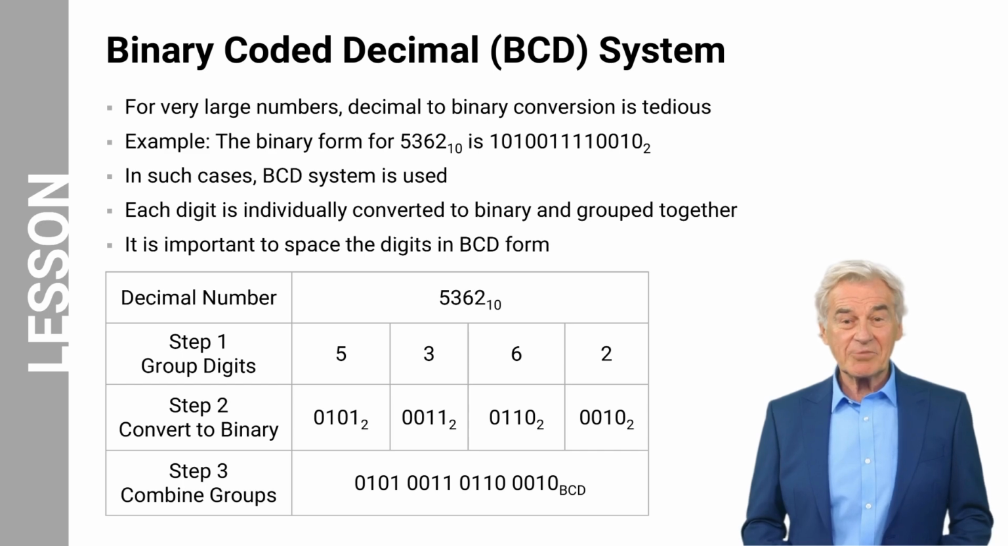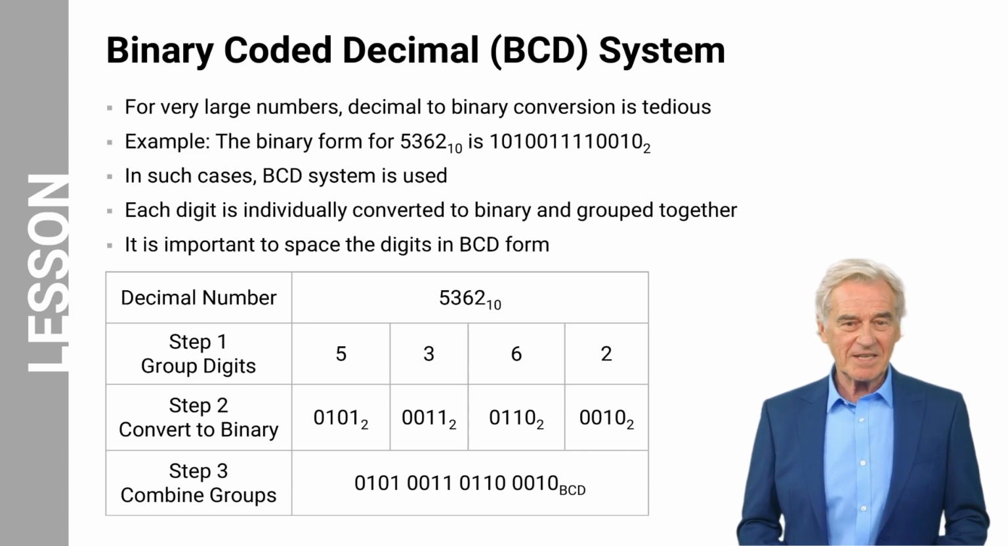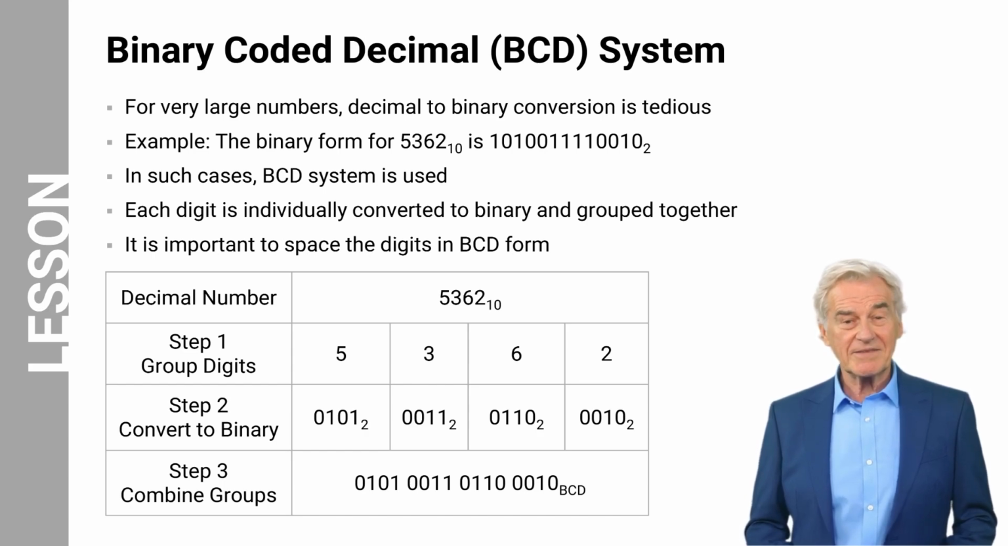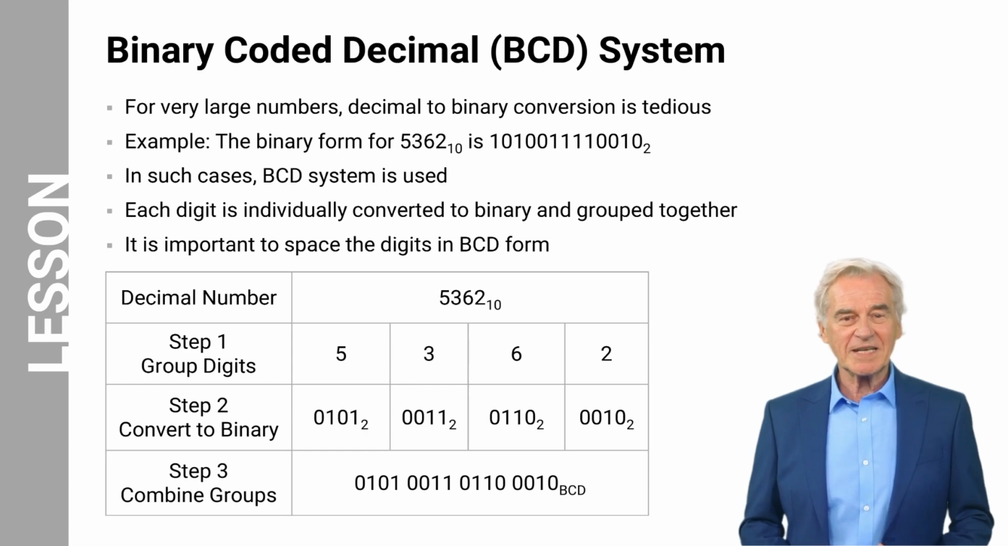So now that we've done binary to decimal and decimal to binary, it's important to note that it's not always easy and convenient to carry out these multiple steps of dividing, keeping the remainder, and dividing again. Binary coded decimal, abbreviated as BCD, offers a simpler alternative to traditional binary conversion, especially for larger numbers. Let's use 5,362 to demonstrate this method.